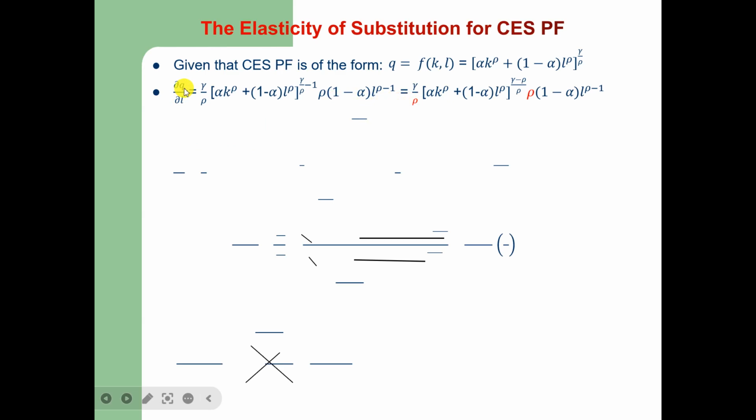When we take the partial derivative of q with respect to L, that will give us the marginal physical productivity of labor. If you do that, we will use the power function rule and then the chain rule. So if I take the partial derivative of this function with respect to L, I will bring this down. So I have gamma over rho here, and then I will write the whole function like this, raised to the power gamma upon rho minus 1. This is the simple power function rule.